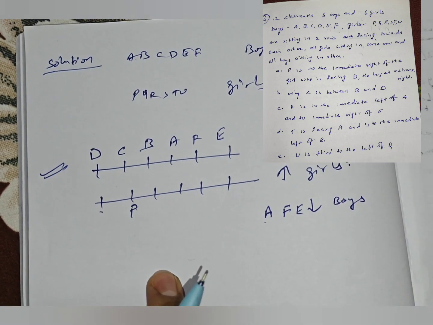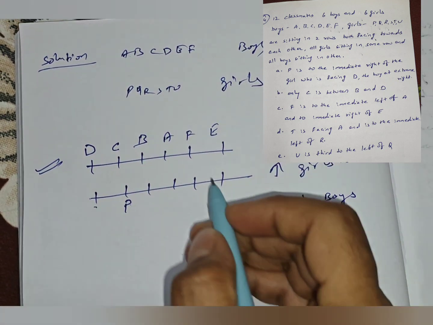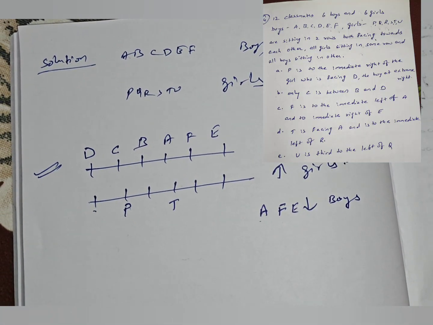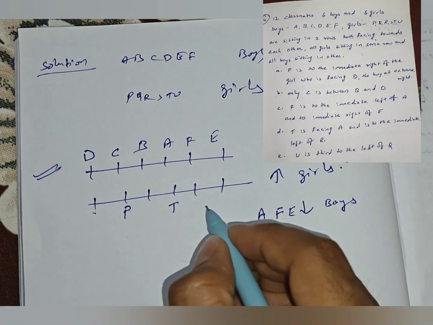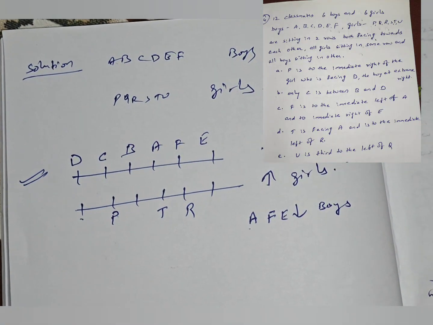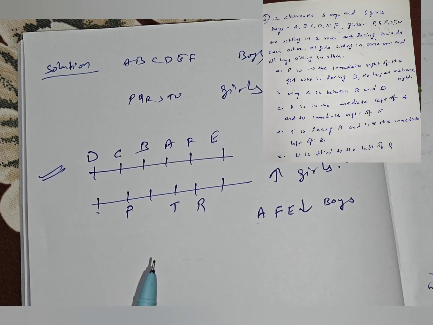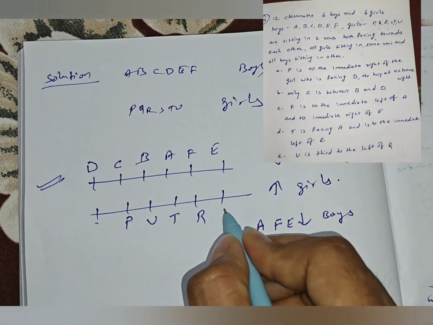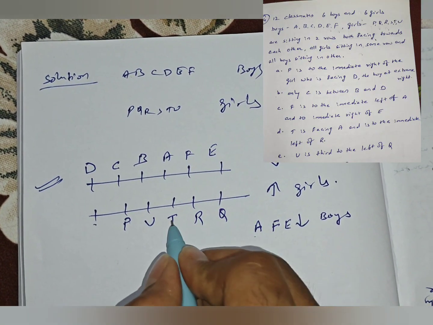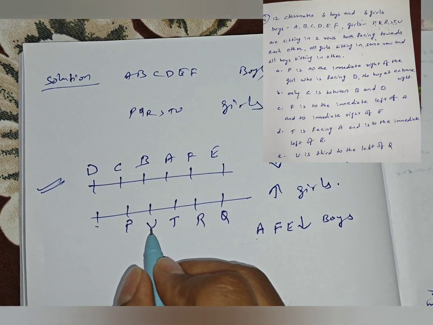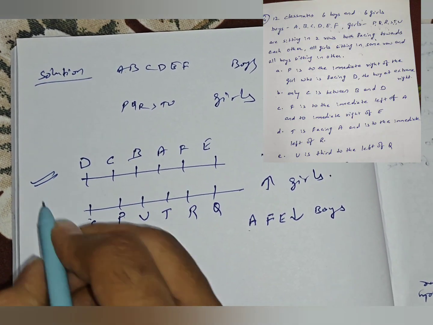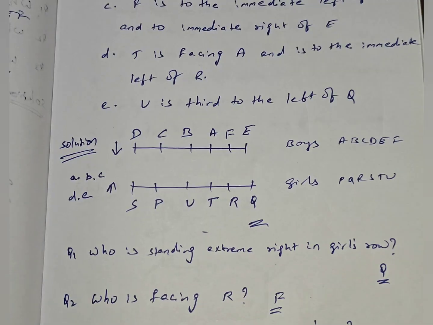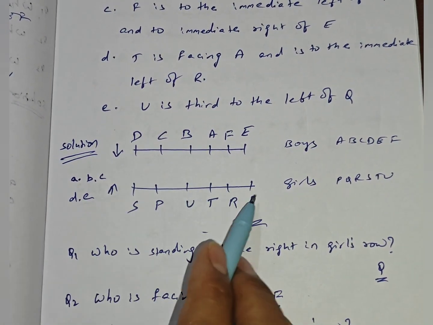And next statement, T is facing A. So here T comes. And is to the immediate left of R. Now U is third to the left of Q. U should come here, because if U is here, then if Q is here, 1, 2, 3, U is third to the left of Q. And now the only remaining girl is S. So this is the final arrangement for the given problem.